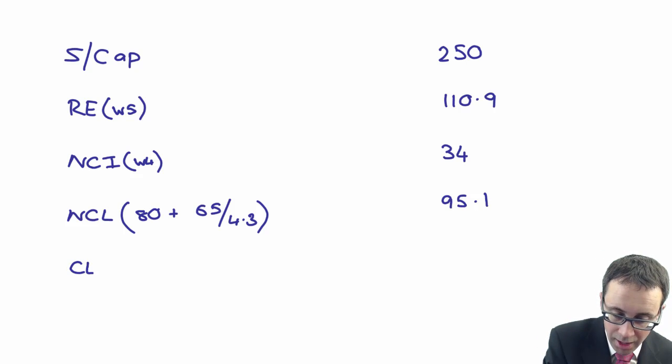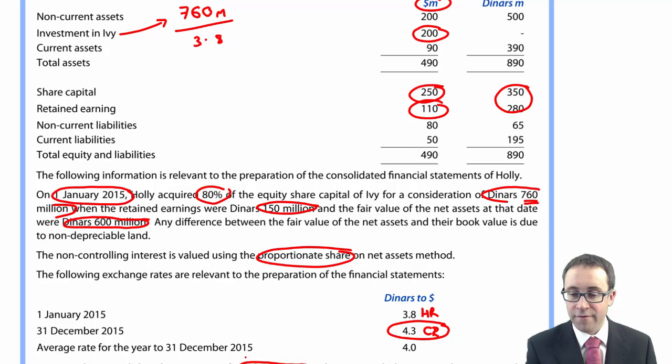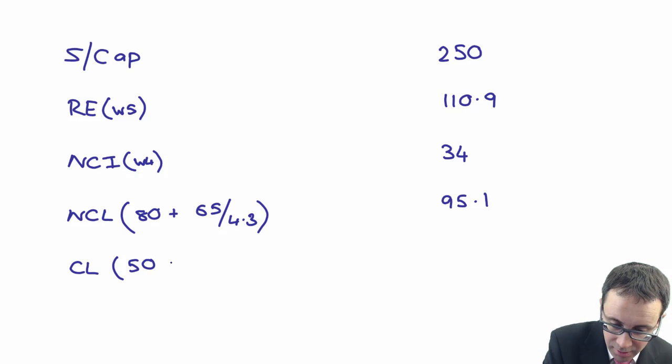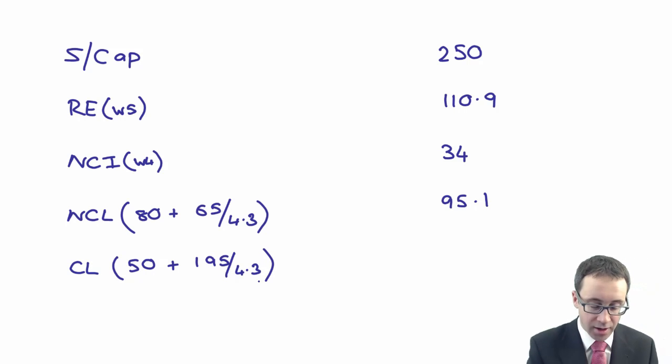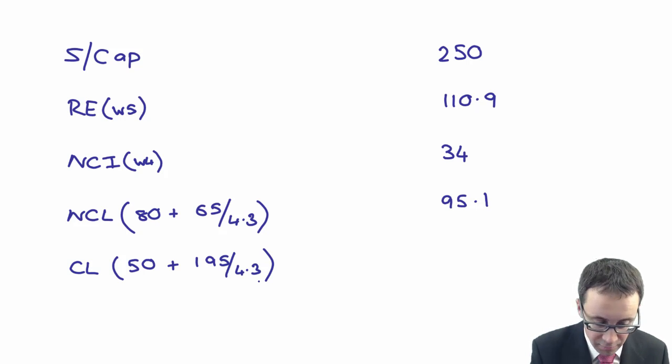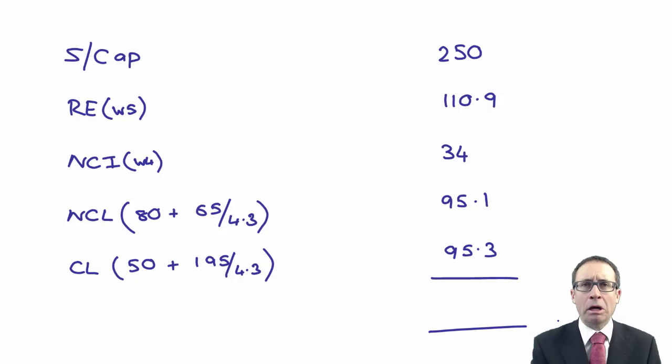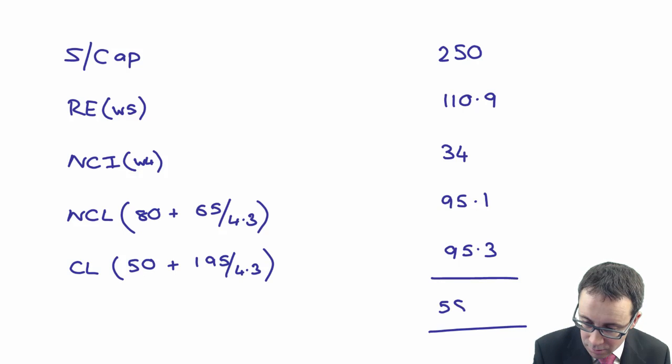And then your current liabilities, what have we got? 50 and 195. So I take 50 and 195. Does that give me 95.3? It's the moment of truth, the bit where you panic and you think, oh no, stress, have I got it right? Don't do that in the exam. Just plow on. If it balances, great. If it doesn't, it doesn't.